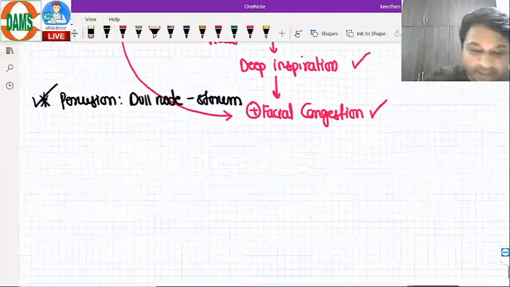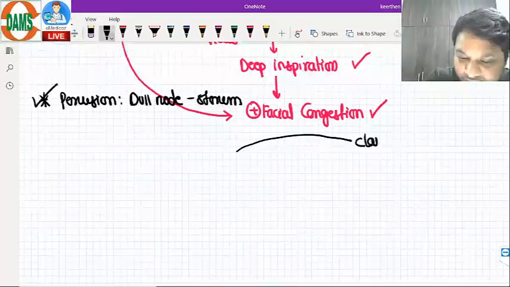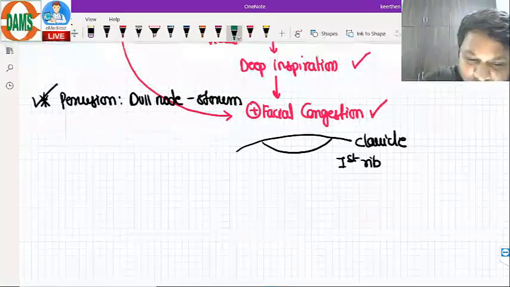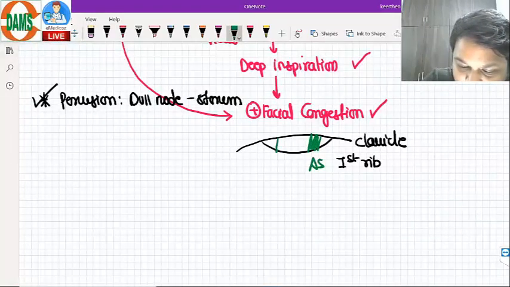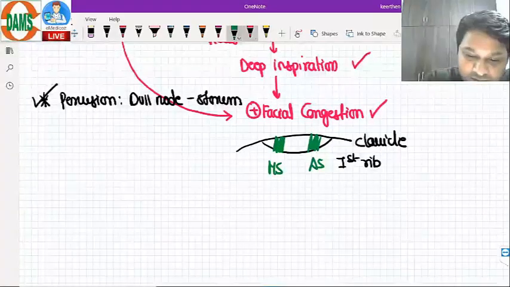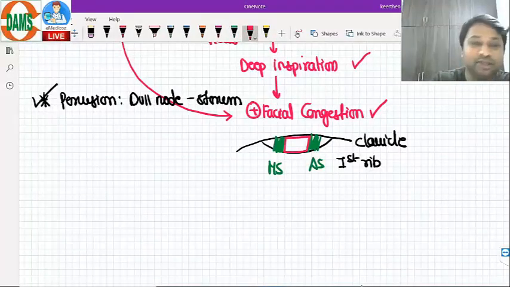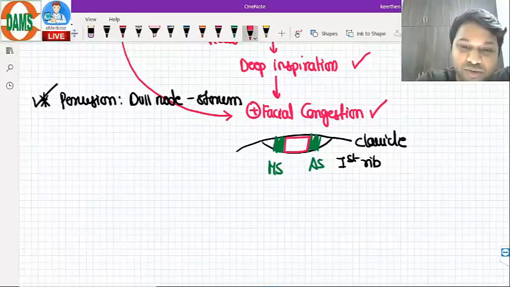The thoracic inlet is the space present between the clavicle, the first rib, the anterior scalene muscle and the middle scalene muscle. Between this box of clavicle, first rib, anterior scalene and middle scalene is your thoracic inlet, through which your subclavian vessels and brachial plexus go.